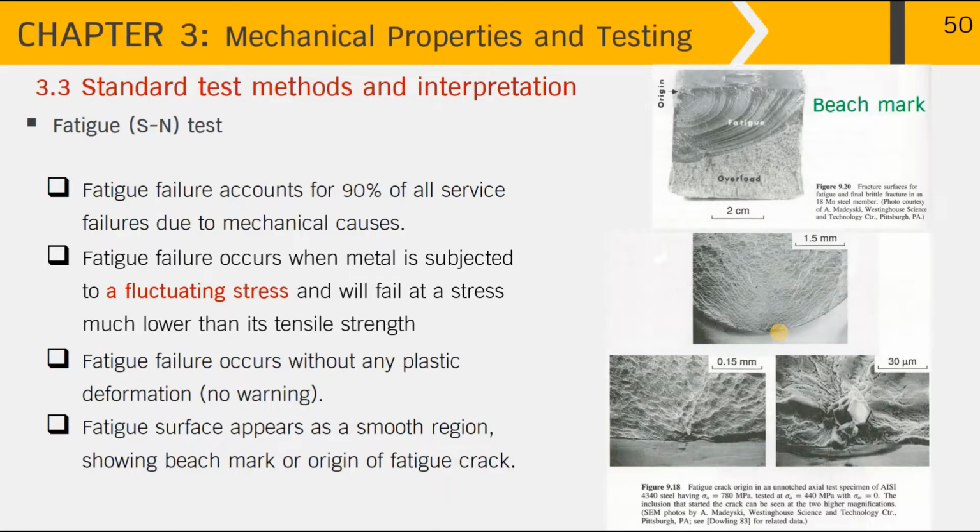Here is another example of a fatigue crack origin in a test specimen of 4340 steel having an ultimate tensile strength of 780 megapascal. But the sample failed at an alternating stress of 440 megapascal. Under investigation using a scanning electron microscope, or SEM, we can see that the origin of the fatigue crack is located over here. Once we look closer, we can see that this point might be the cause of failure. When we enlarge this area at a higher magnification, we can see the inclusions. This is the possible fatigue crack nucleation site, sitting right next to the sample surface.